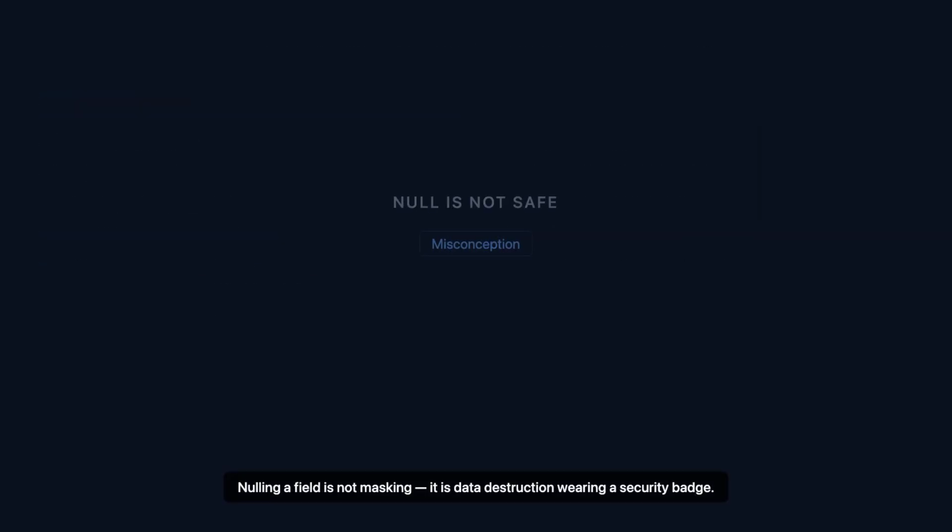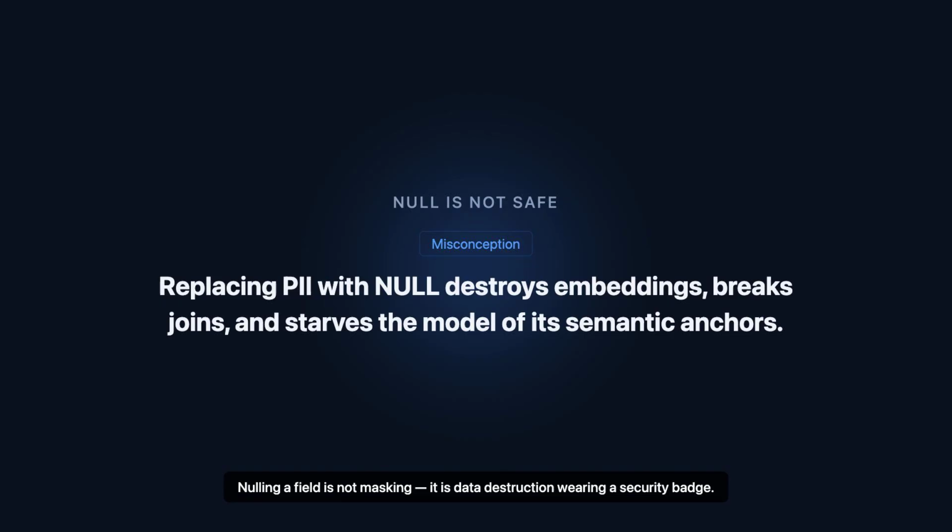Nulling a field is not masking. It is data destruction wearing a security badge. When you replace PII with null, embeddings collapse, joins break, downstream features go to NaN, and the model loses the semantic anchors it needed to answer accurately. The instinct that null is the safest option is actually the most expensive misconception in this whole domain. Safety has to preserve signal. Tokenization and pseudonymization do that. Null replacement does not.